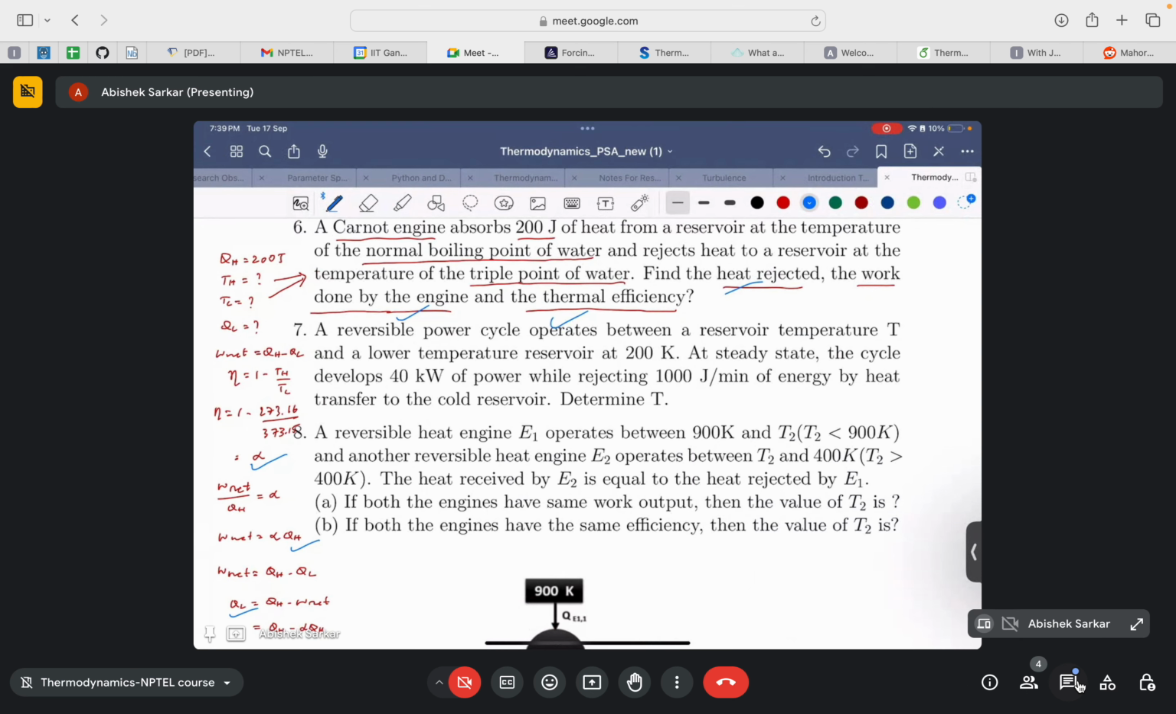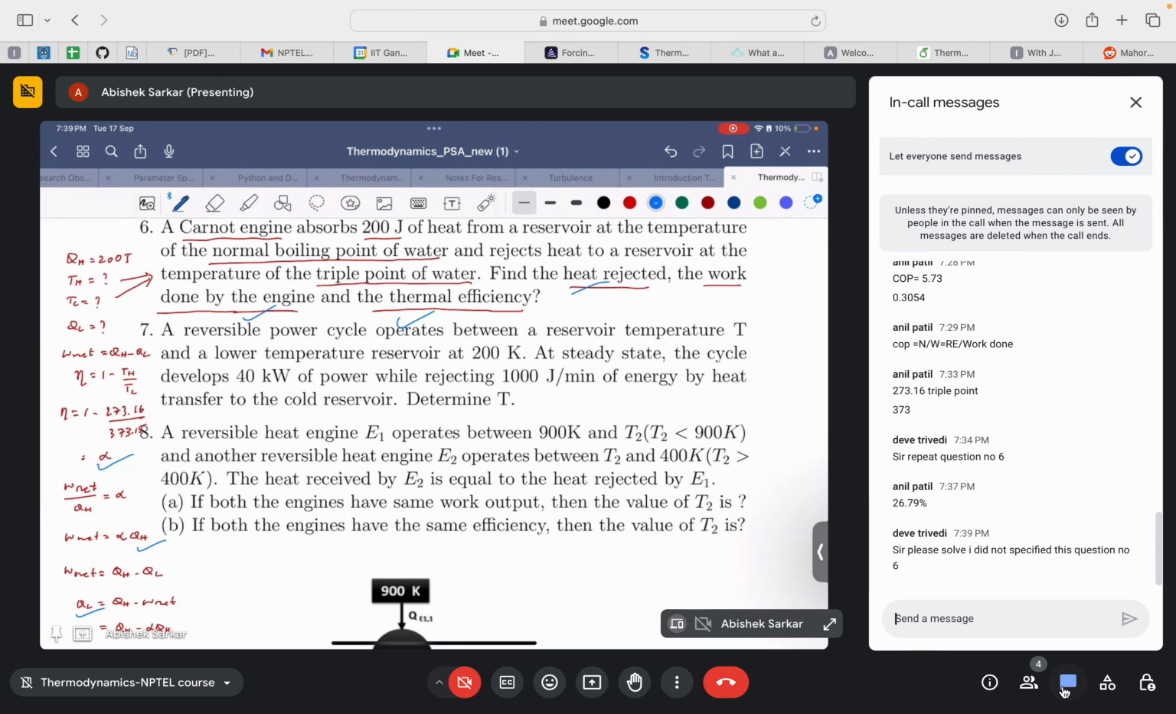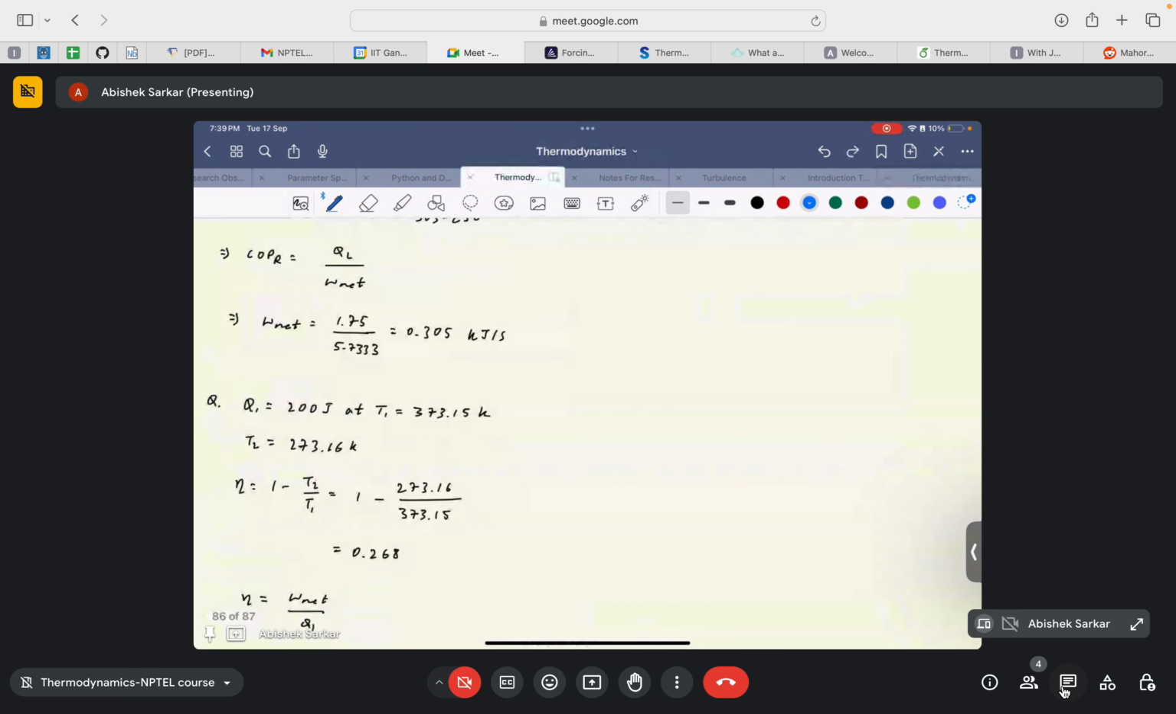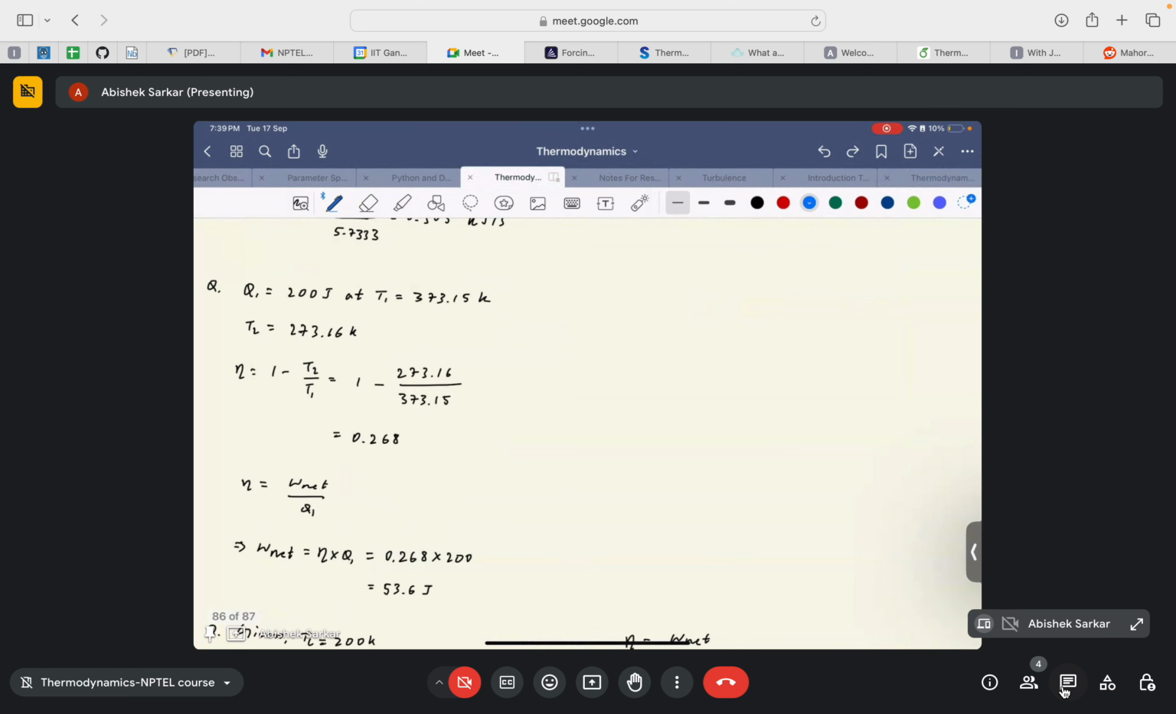Okay, so Deve asked me to solve the question. Let us try it again. I think Anil will easily solve, since we already found the efficiency, every other terminal will be easily found. So let us try the solution. Okay, so yes, this is question number 6.